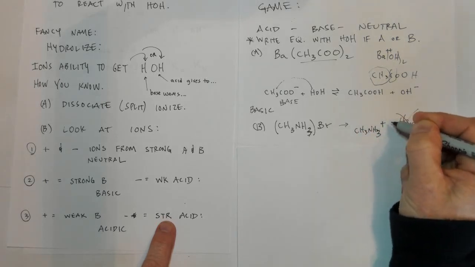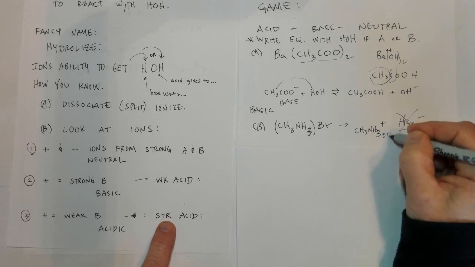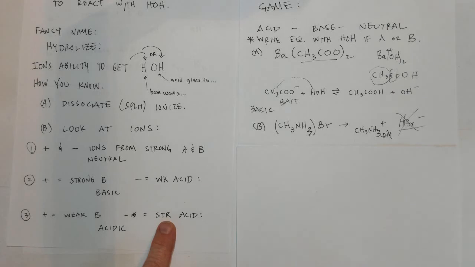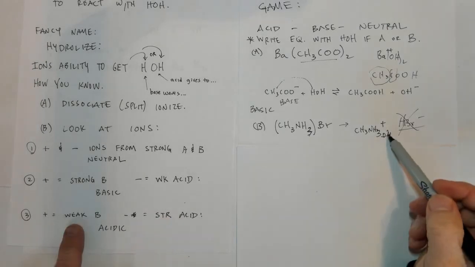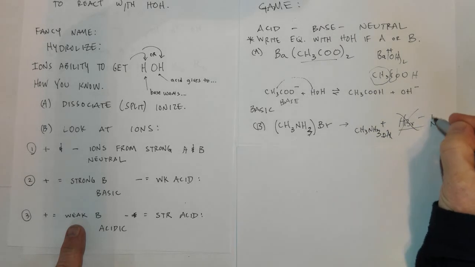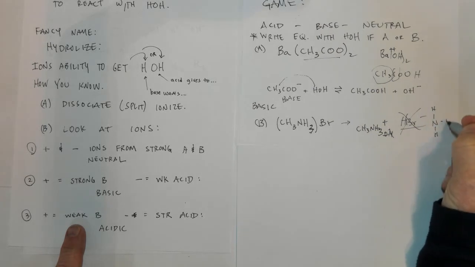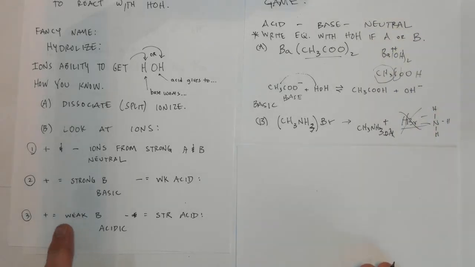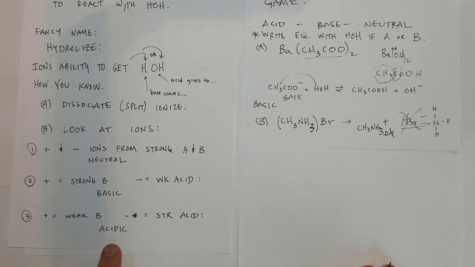CH3NH3 plus, though, if you put an OH on that, that does not look like a strong base that you've ever heard of. And so that must have come from a weak base. As a matter of fact, we've talked a lot about these types of things that have N's right here, and this one happens to have an extra H on it, and so this must have come from an amine. Oh yeah, so it's going to be a weak base and a strong acid. It's going to act acidic.